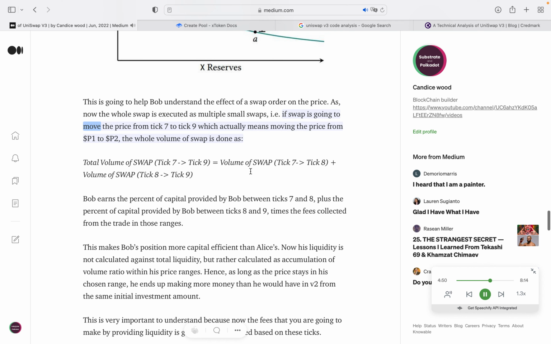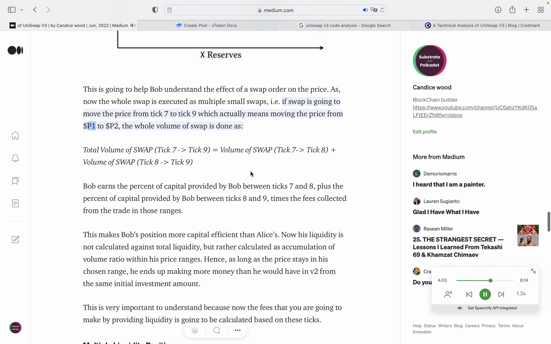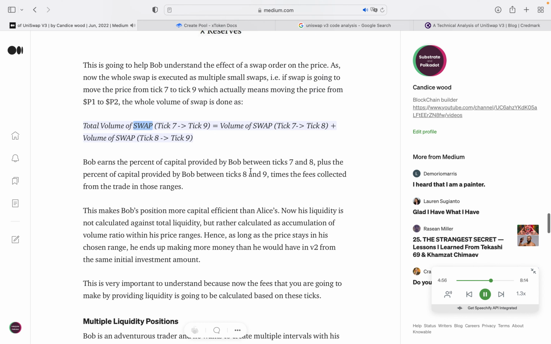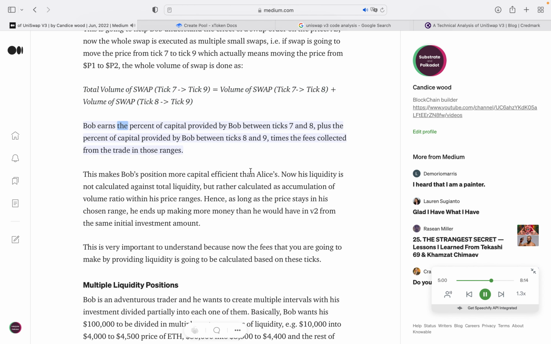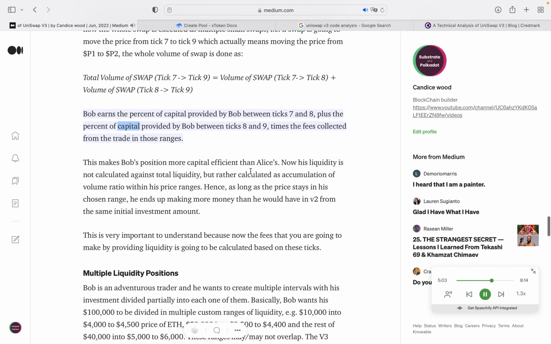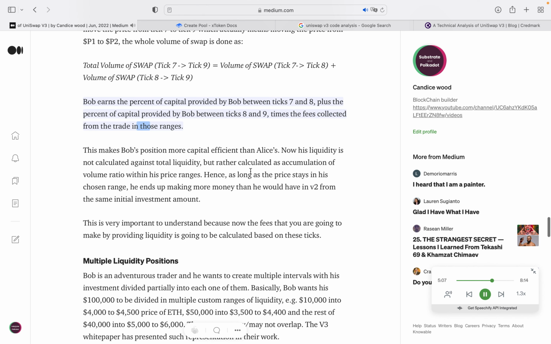For example, if a swap is going to move the price from tick 7 to tick 9, which actually means moving the price from P1 to P2, the whole volume of swap is done as: total volume of swap, tick 7 to tick 9, equals volume of swap, tick 7 to tick 8, plus volume of swap, tick 8 to tick 9. Bob earns the percent of capital provided by Bob between ticks 7 and 8, plus the percent of capital provided by Bob between ticks 8 and 9, times the fees collected from the trade in those ranges.